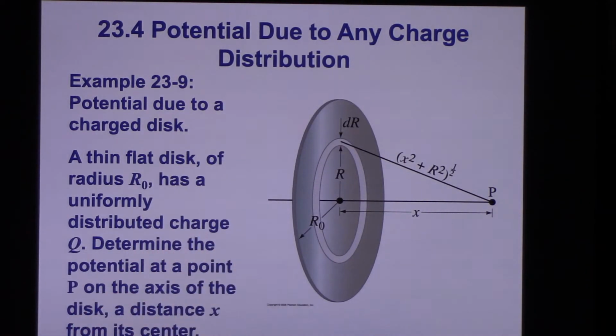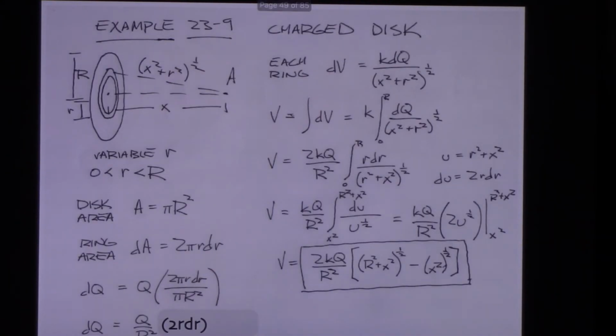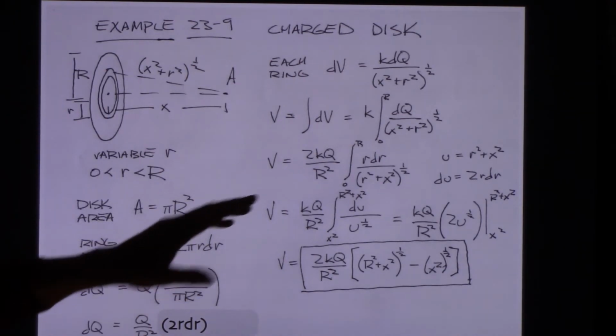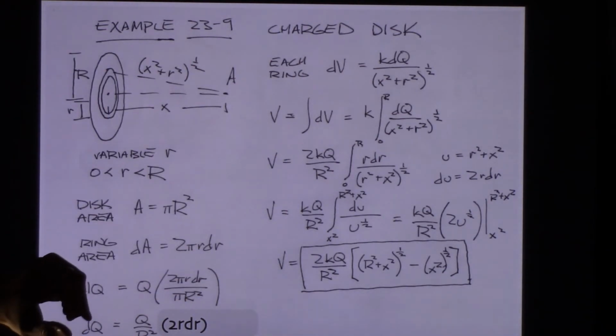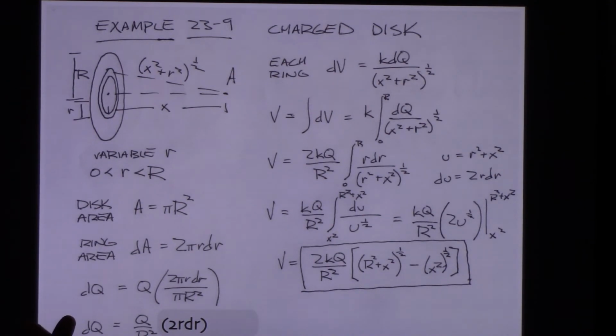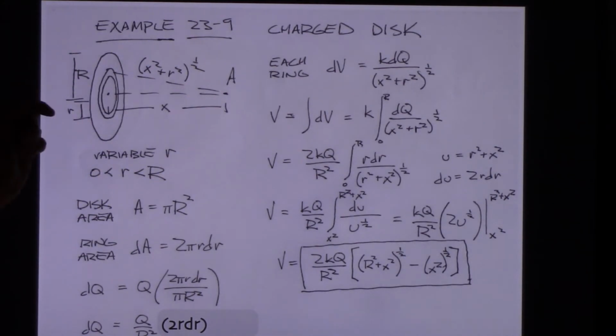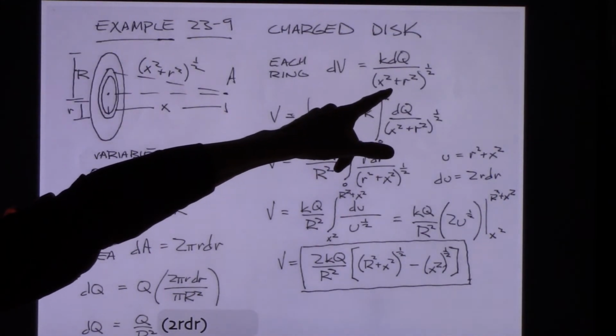We also did this problem back in chapter 21. So this looks similar to the electric field calculation, but again, the feature here is I don't have to keep track of directions. There are no sines and cosine factors for components. And so each ring on that charged disk is giving me this contribution.